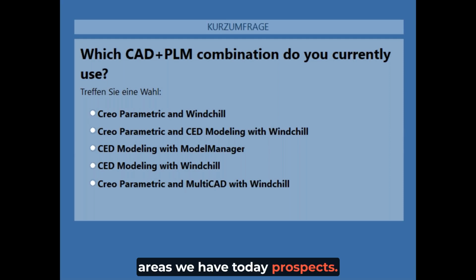We have today prospects, we have also already existing customers. That's really great. And when I see right now, we have roughly 60%, Philip, out of the attendees are using Creo Parametric in combination with Windchill. And we have roughly 25% with Creo Parametric and Multicut and Windchill. We have 6% modeling with Model Manager, and also 6% modeling with Windchill, so that you have roughly an information.